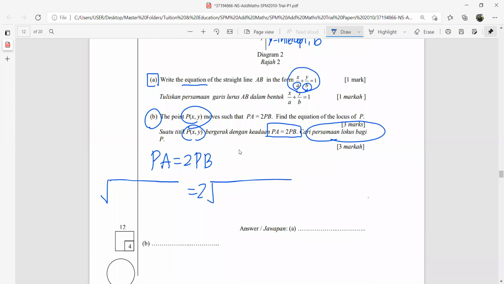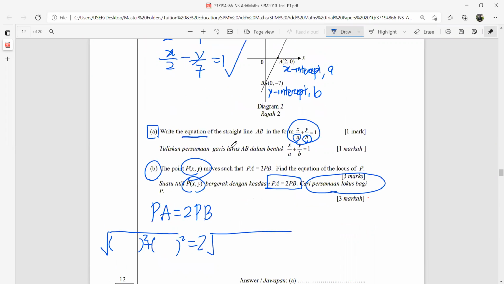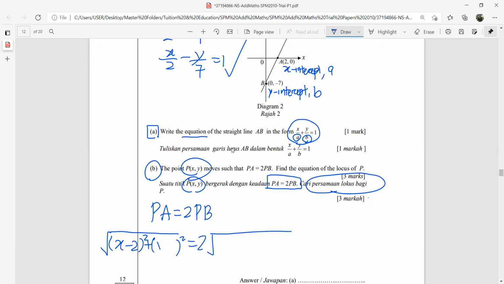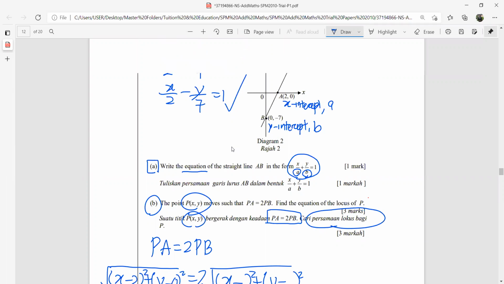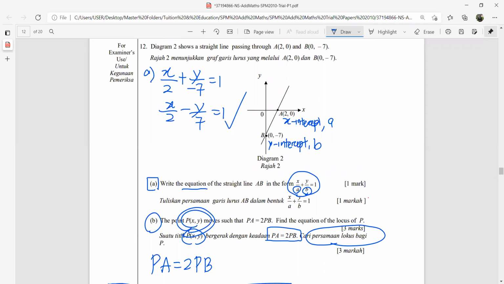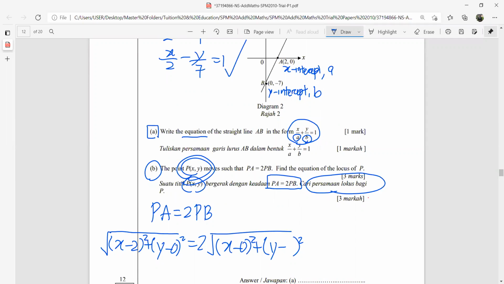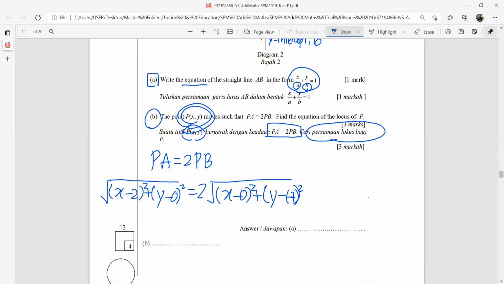So for PA, to find distance, remember (x2 minus x1) whole thing squared plus (y2 minus y1) whole thing squared. A is (2, 0). So (x minus 2), (y minus 0), correct? The P point is (x, y). Same thing for PB: the moving point is (x, y), so x2 is x, y2 is y, I put in. Oh, point B is (0, -7). This type of situation, you see both sides got square root. You square both sides.